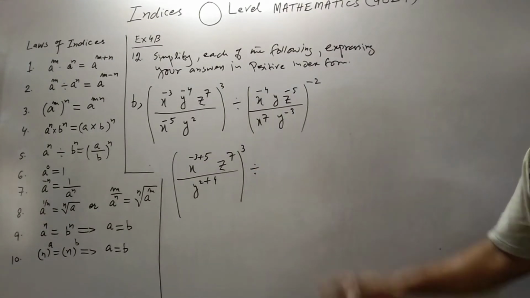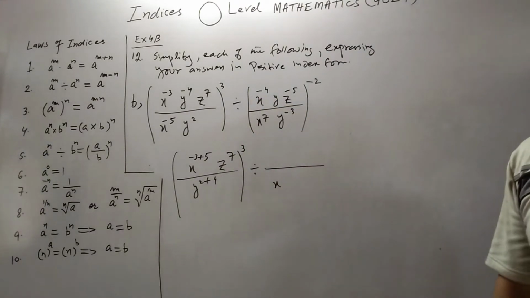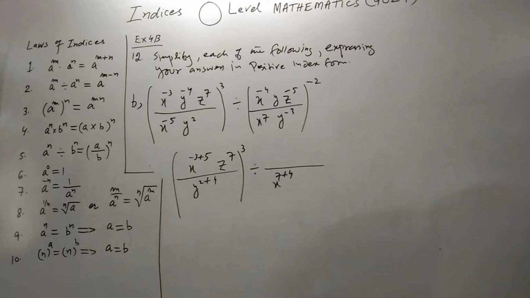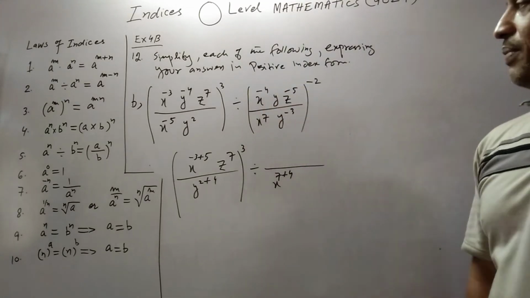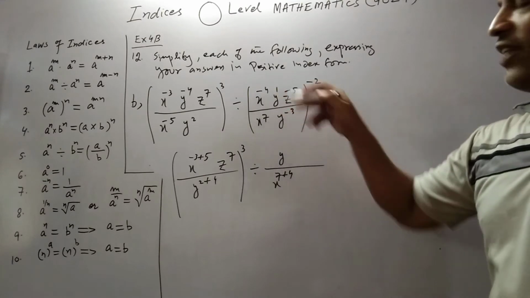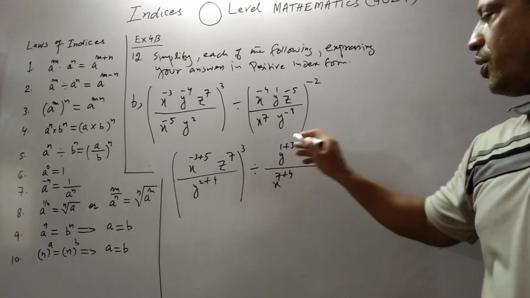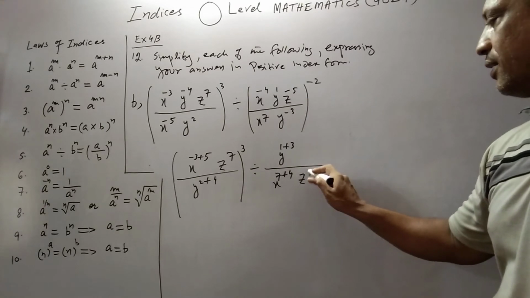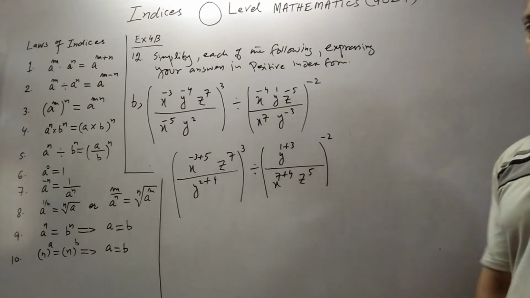Next step is divided by, move this x to the power minus 4 to denominator side in order to get positive index. 7 plus 4. This is y power 1, this is y power minus 3. So move this minus 3 to numerator side. And this z minus 5 becomes denominator directly. It becomes z5. Whole power is minus 2.